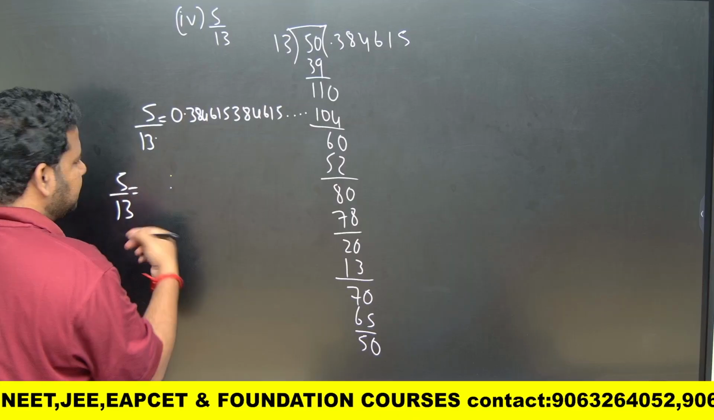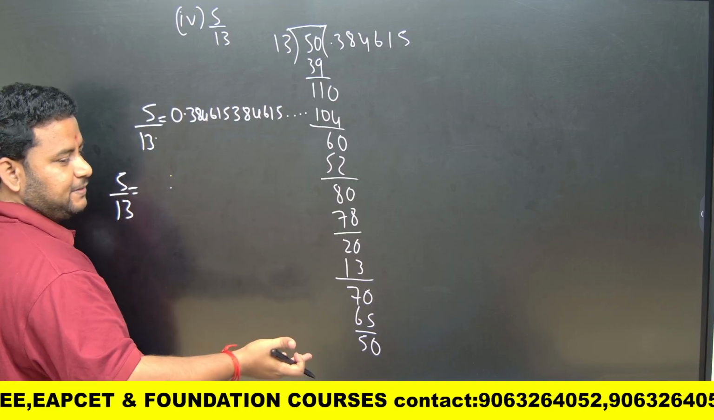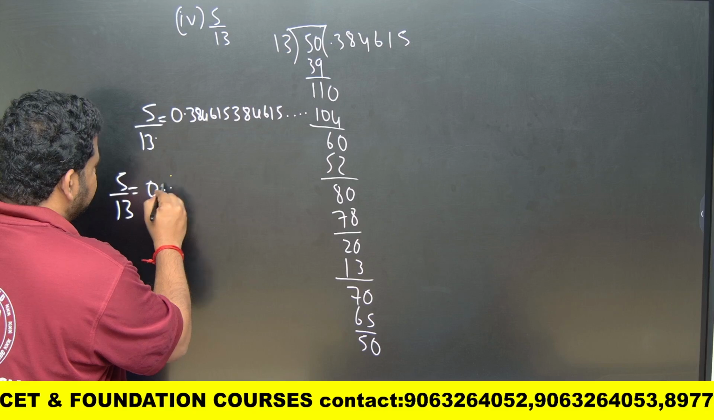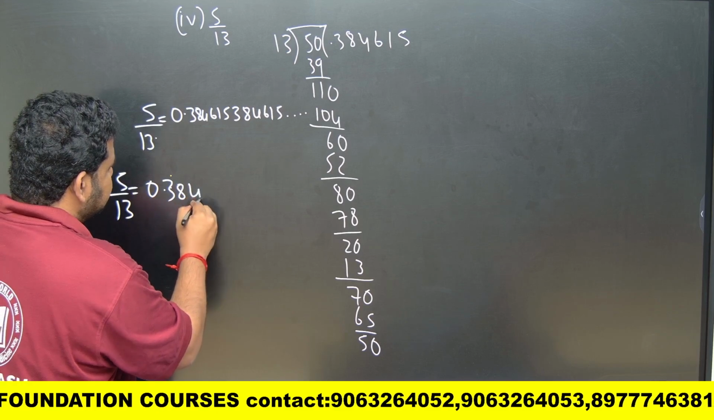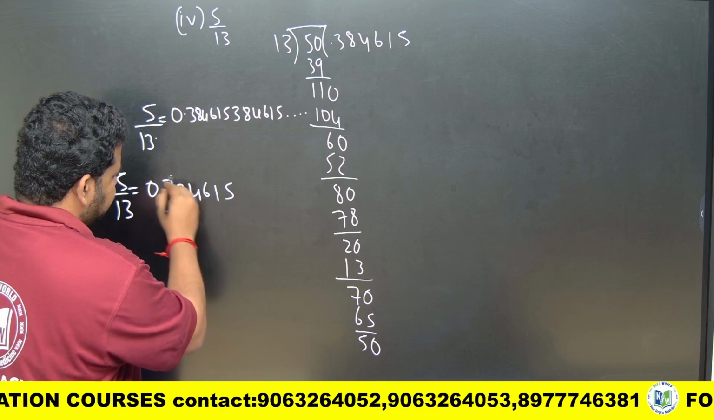For those numbers we have to put the bar, that is, the bar repeats. For the first number, what do we have to do? We have to put the bar: 0.384615. Don't worry, I will not use Hindi.